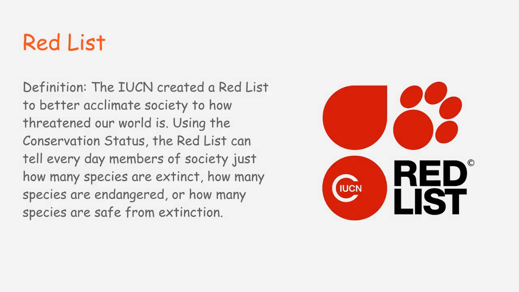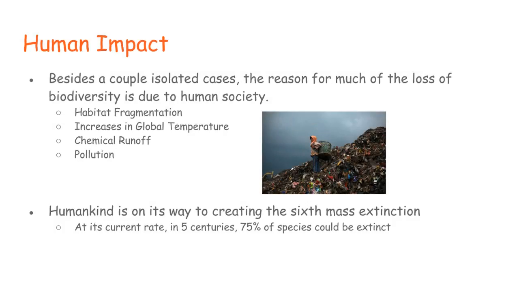And as stated before, keep in mind that one huge reason that these animals do fall under these categories is because of human impact. Many factors include habitat fragmentation, increases in global temperature, chemical runoff, and even pollution. When you think of all these factors coming together, it creates what possibly may be the sixth mass extinction. And it is said that at this current rate, in 5 centuries, 75% of species could be extinct.